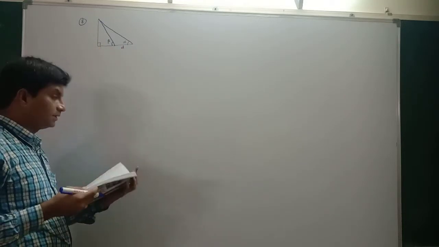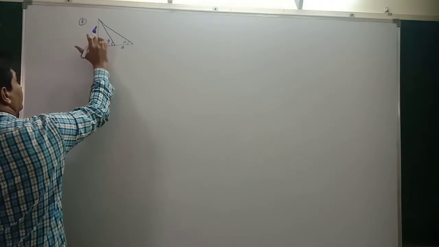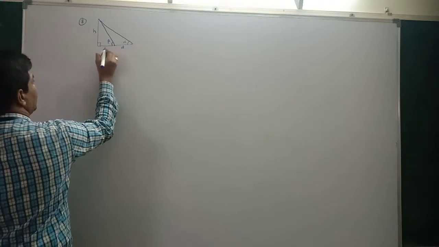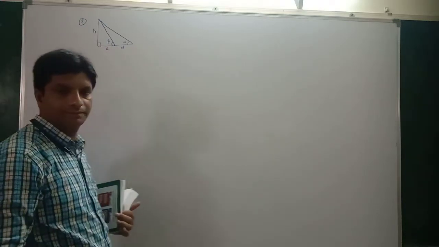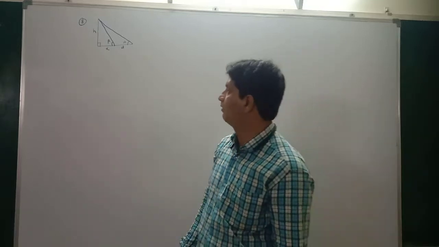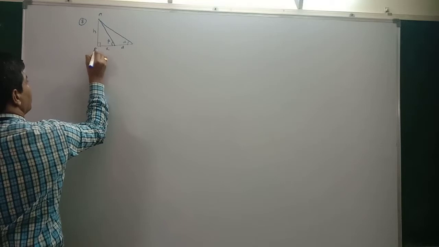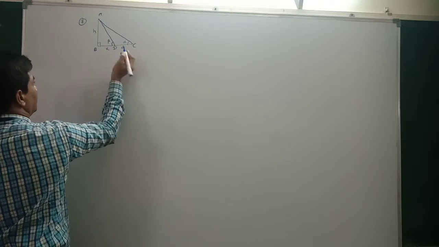Then the height of the object is, let us take this is h. Let us take the height of the object as h. This is d. Let us take this distance as x. Now we have to find the value of h. Now let us take the triangle. This is A, B, C, and this is capital.